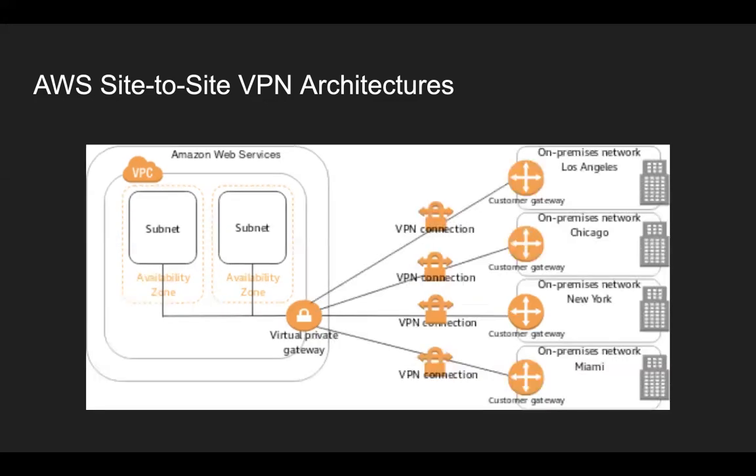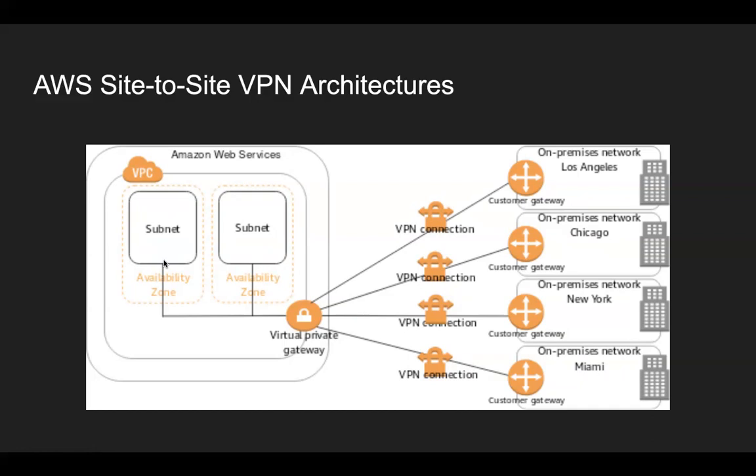Let's take a look at the next architecture diagram. In this architecture, let's say that you have multiple data center locations. You can configure an on-premise network site-to-site VPN connection to Los Angeles, one to Chicago, one to New York, one to Miami. You can configure as many VPN connections as you would like to different customer gateways on those respective on-premise networks through a site-to-site VPN connection, utilizing just one virtual private gateway on your AWS side of things, which is on the VPC, which has multiple resources.